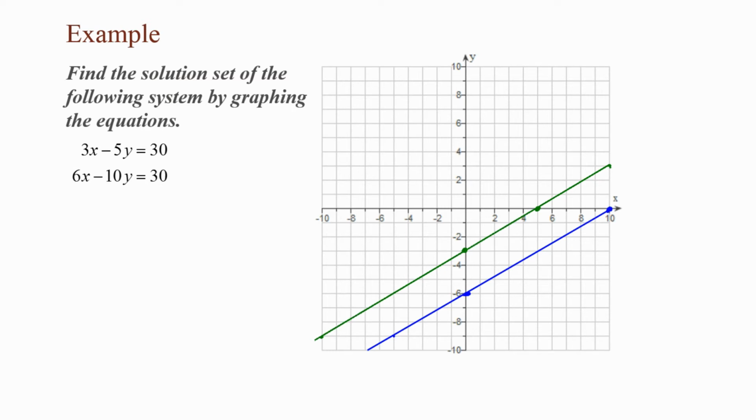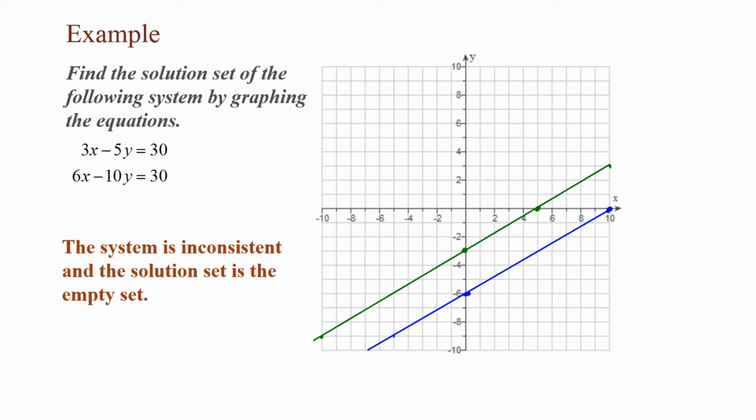The two lines are parallel. The system is inconsistent and the solution set is the empty set. You can draw the symbol for the empty set by drawing a circle and drawing a line through it.